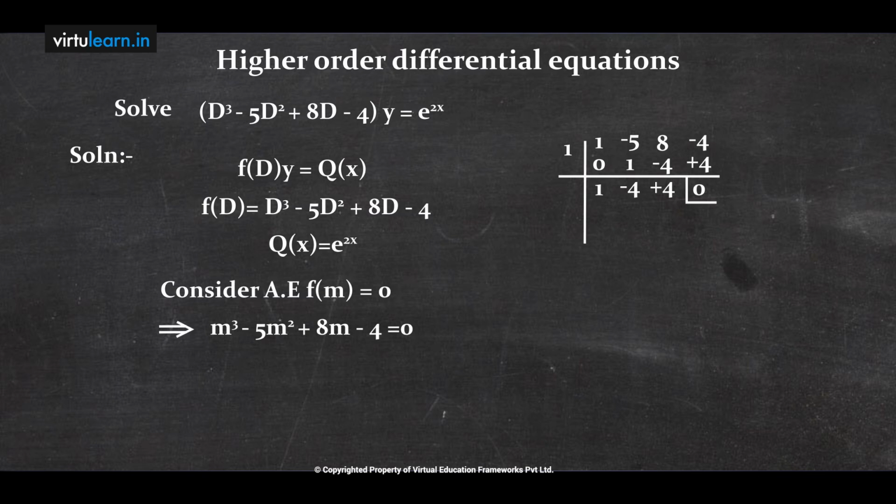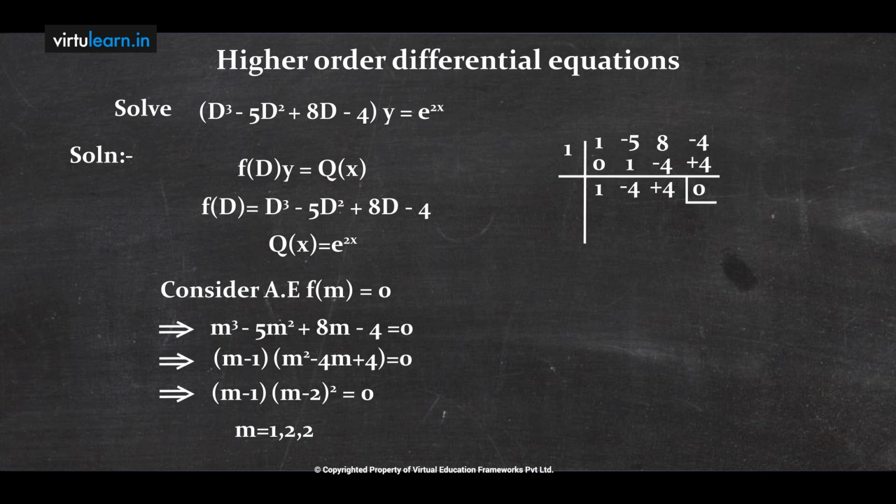Then 1 is satisfying this equation, which means m minus 1 is a factor: m minus 1 into m square minus 4m plus 4. The last term is the constant, the middle term is the coefficient of m, and the first is the coefficient of m square. Then m minus 1 into m square minus 4m plus 4 equal to 0. That implies m minus 1 into m minus 2 whole square equal to 0. Therefore, I got the roots: m equal to 1, 2, 2.